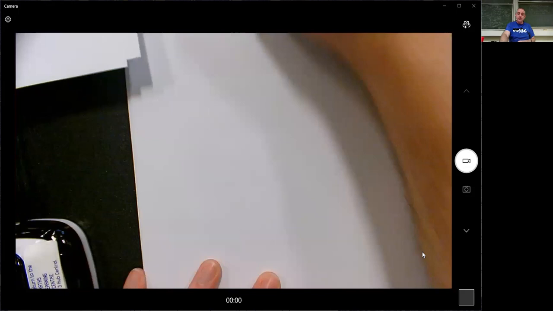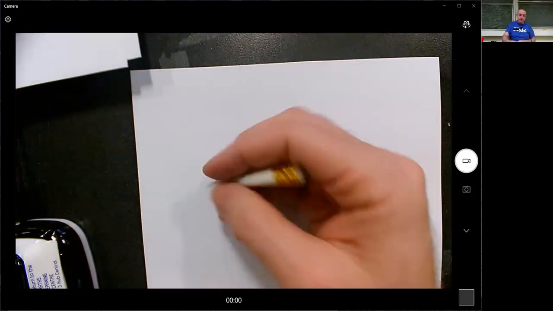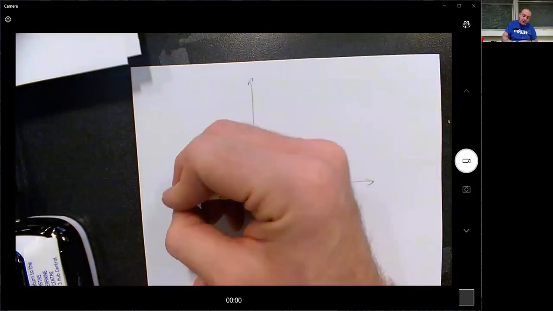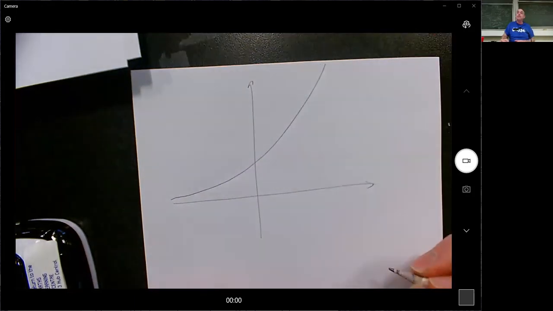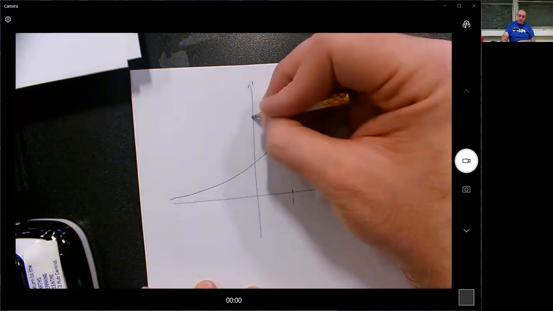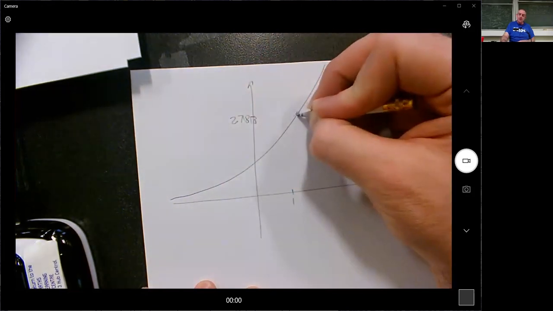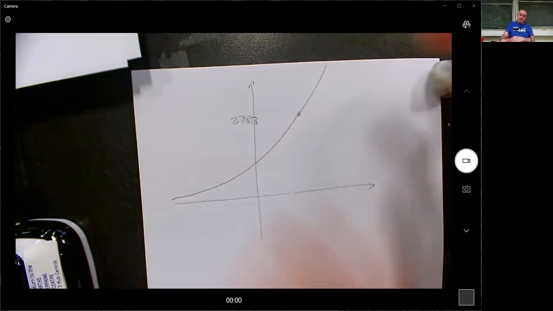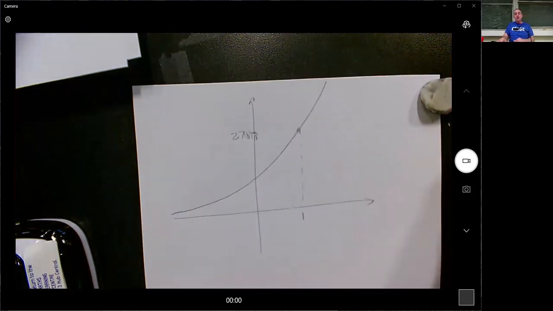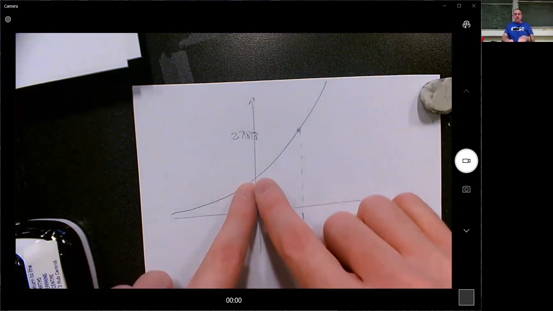So this is the picture I'm imagining. Here's e to the power of x, it looks like that. And e to the power of 1, it's about 2.71818, right? That's what e to the power of 1 is. So what I'm doing is I'm making a Maclaurin polynomial with centre 0.